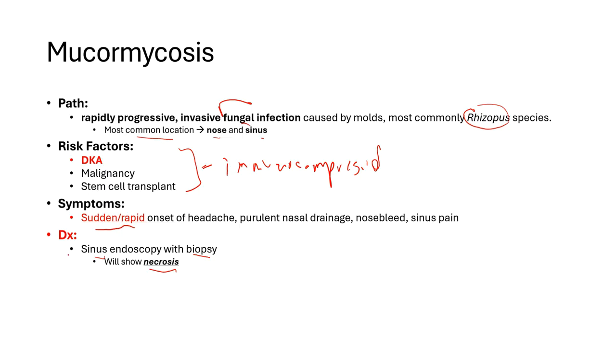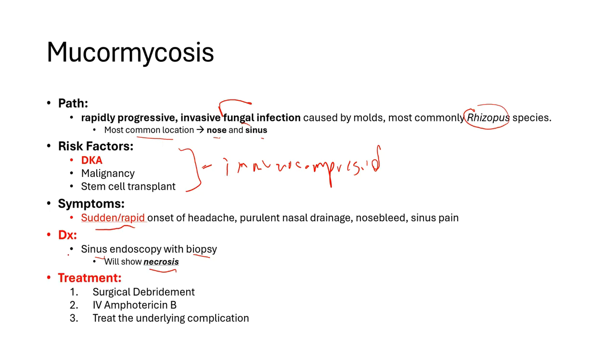And of course, treatment. This is an aggressive fungal infection, thus it is an aggressive treatment. We typically treat this with surgical debridement, which typically takes place with the biopsy, intravenous AMP-B, or amphotericin B, as well as treating the underlying complication. Notice how I didn't say treat DKA, because this is also associated with other pathologies. Now this typically will wrap up our talk on DKA.